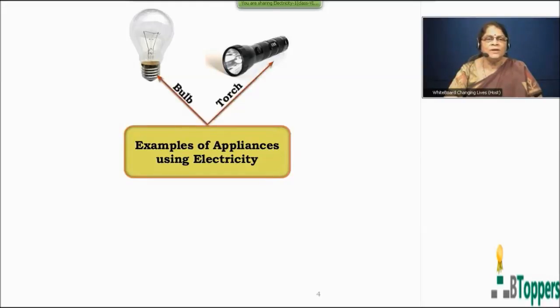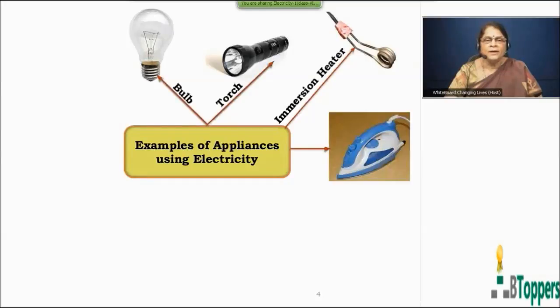So what can we infer from this? Electrical energy is being converted into light energy in the case of the bulb and the torch. What is the other appliance using electricity? It is an immersion heater. And again we have an electric iron. Now what do an immersion heater and electric iron give us? They give us heat. So here electrical energy is being converted into heat energy.